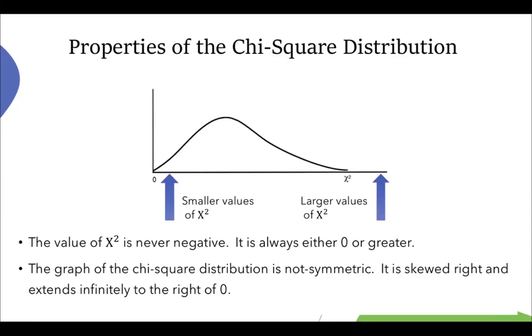The graph of the chi-square distribution is not symmetric. It's skewed right. It extends infinitely to the right of 0. So like the distributions that we've seen so far, normal and the t-distribution, the chi-square distribution also extends infinitely. And this one only extends, though, to the right.